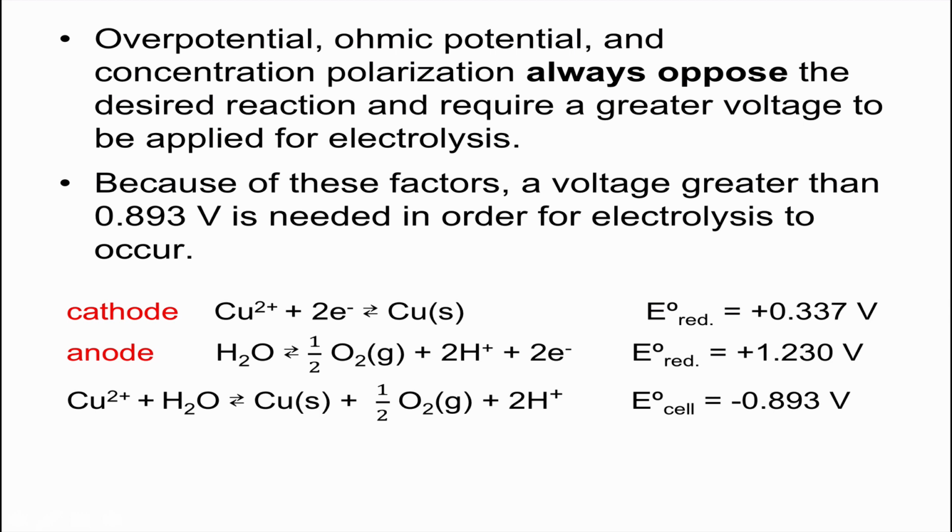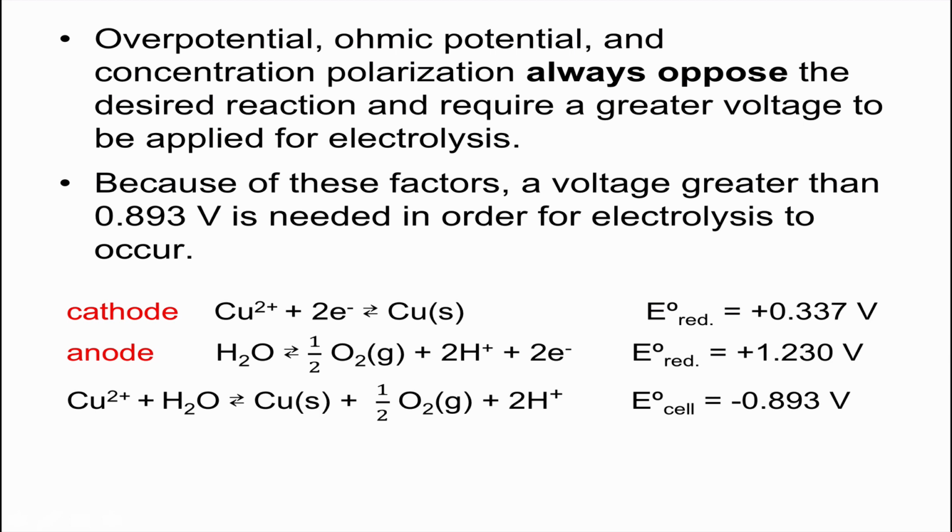Well, the bottom line is that when you add these together, the overpotential, the ohmic potential, and the concentration polarization, they all oppose the desired reaction, and because of that, we have to apply a higher voltage. Now, this is a bit of a problem, because what we're really interested in doing is tuning the surface of the electrode to do a specific reaction.